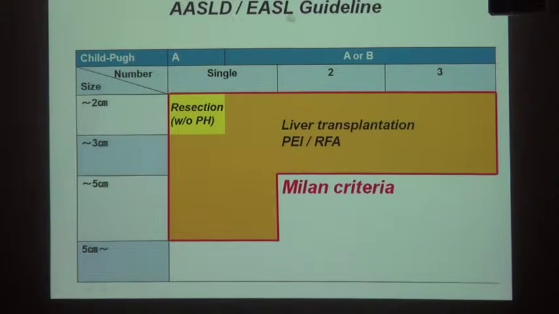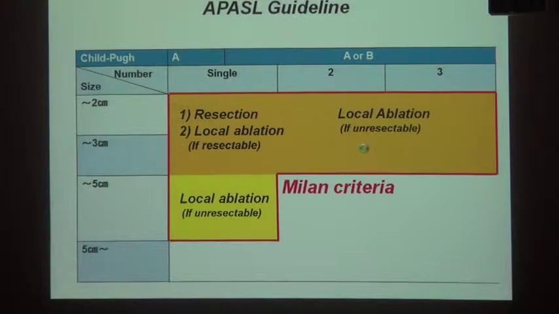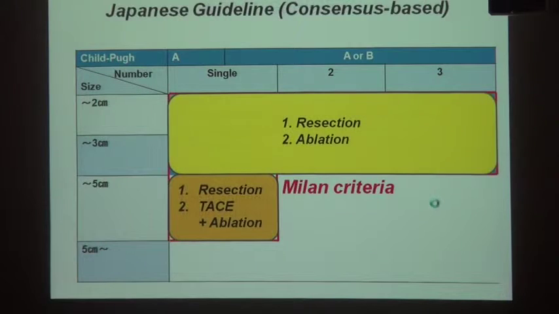According to the AASLD and EASL guidelines, very early stage HCC patients without portal hypertension are applied to surgical resection. The others within the Milan criteria, liver transplantation first, ablation second. This is the APASL guideline. Within Milan criteria, resection is the first choice if resectable. Local ablation is applied to unresectable patients. According to the Japanese consensus-based guideline, resection is the first choice, and local ablation is applied to unresectable HCC patients.